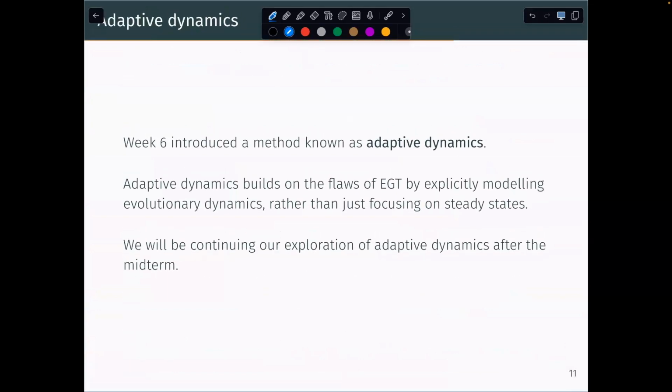Okay, the final thing to go through today is adaptive dynamics. We met this last week, and it builds on some of the flaws of evolutionary game theory by explicitly modeling those evolutionary dynamics rather than just focusing on steady states at the end, like Nash equilibria. We're going to be going into this in a lot more detail.